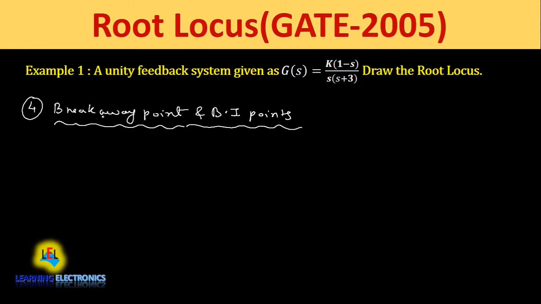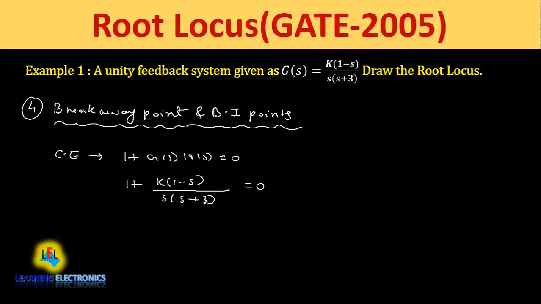Now we will find the breakaway point and break-in point. For this we write the characteristic equation, which is given by 1 + G(s)H(s) = 0. Putting the equation of G(s)H(s) here, we get 1 + K(1 - s) divided by s(s + 3) equal to 0. When we solve this, we get the characteristic equation s^2 + (3 - K)s + K = 0.